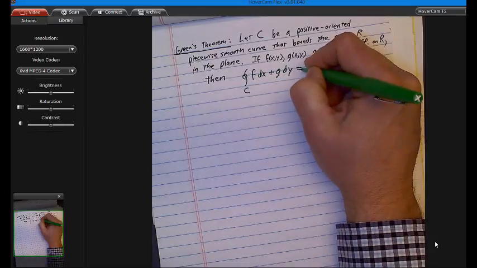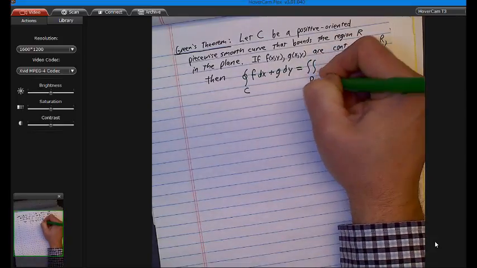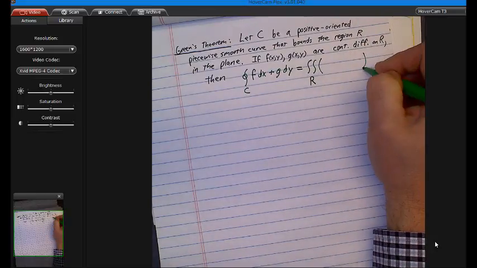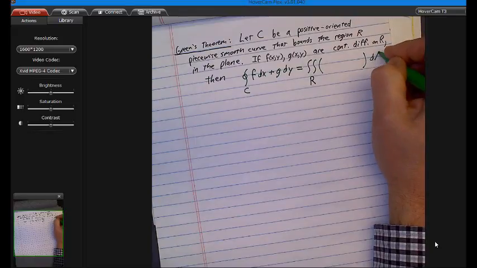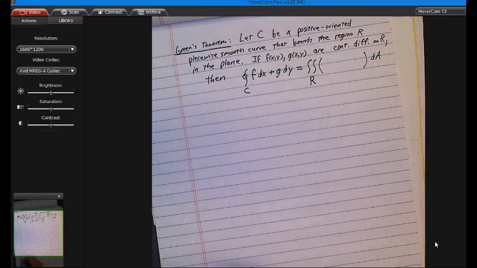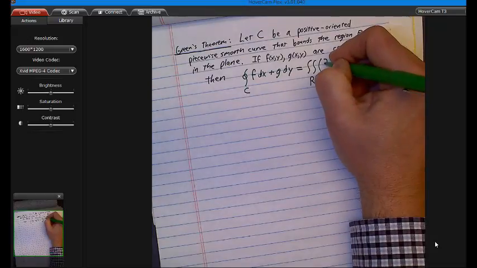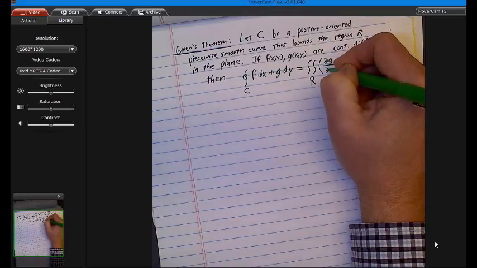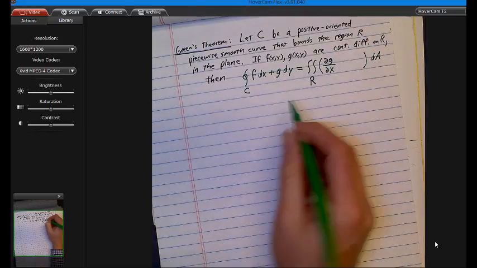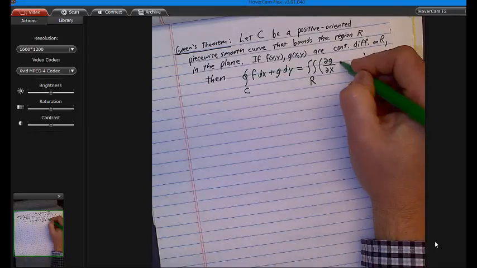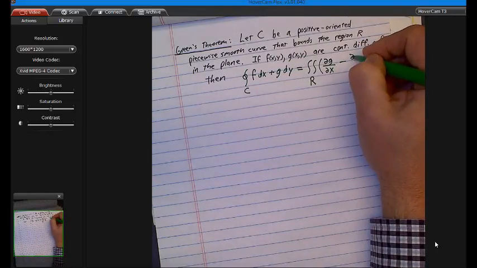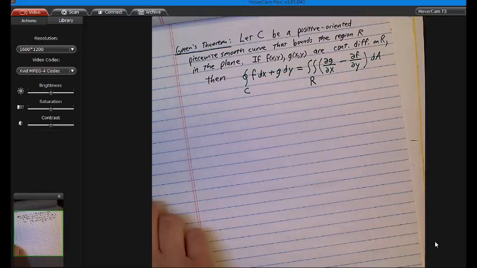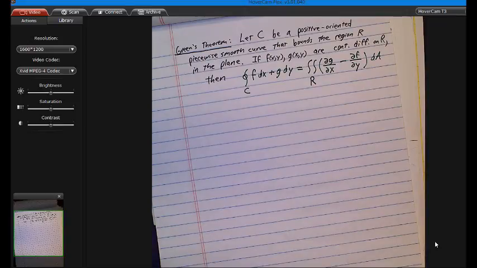Anyways, what this equals is a double integral over R. Double integral of what? I'll put it in parentheses, dA. What it equals is the partial derivative of g with respect to x, so that's this function now, minus the partial derivative of f with respect to y. So that's what I have for Green's theorem.